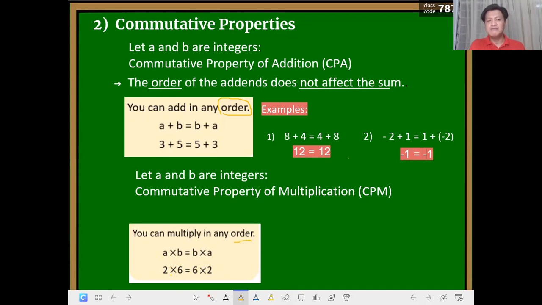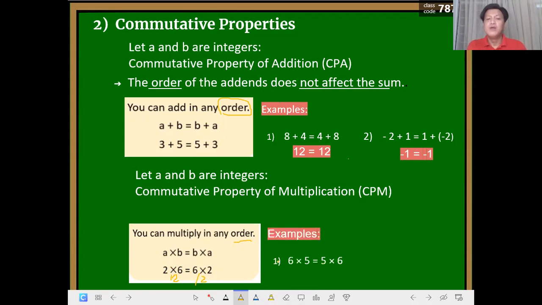Pag binultiply mo yung 2 times 6, that is 12. And what is the product of 6 times 2? Di ba nagbaliktad sila ng pwesto, yung order nila. But if you're going to get the product of the two factors, take note of that. Factors ang tawag doon sa mga integer na minumultiply natin. So, hindi nagbago, di ba?